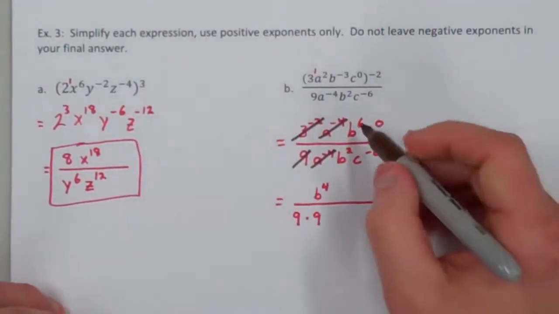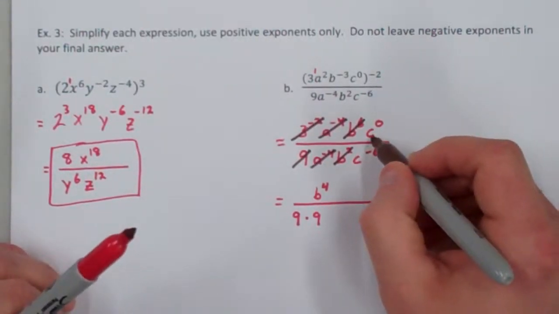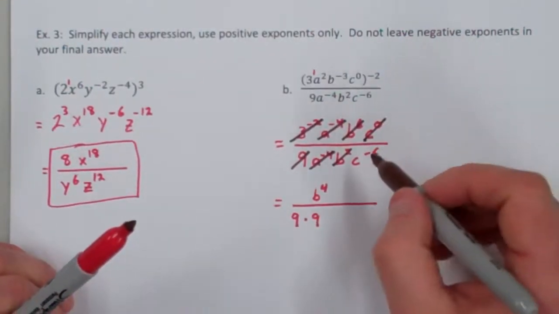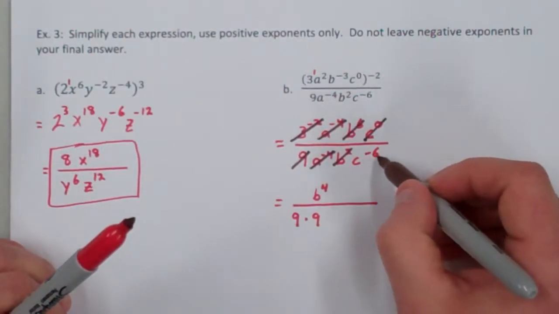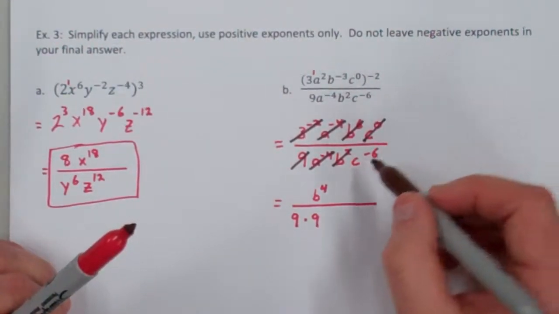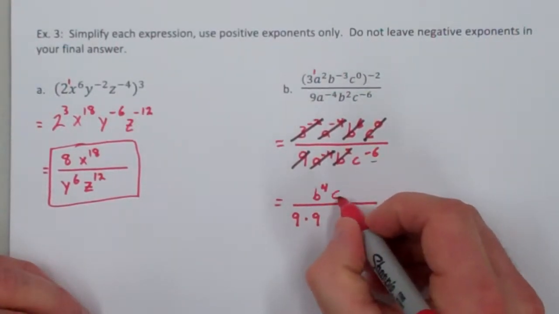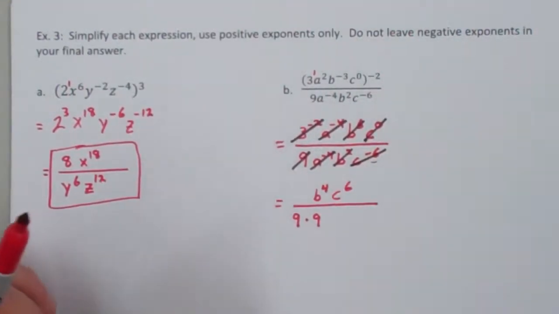We can go ahead and cross those off. We have the c to the 0 power. Well, anything to the 0 power is just 1. It's done. And then over here we've got c to the negative 6. Remember that we need to take that negative exponent and base and move it to the other side of the fraction. So if we do that, we're going to have a c to the 6th power in the numerator. We can go ahead and cross that off.